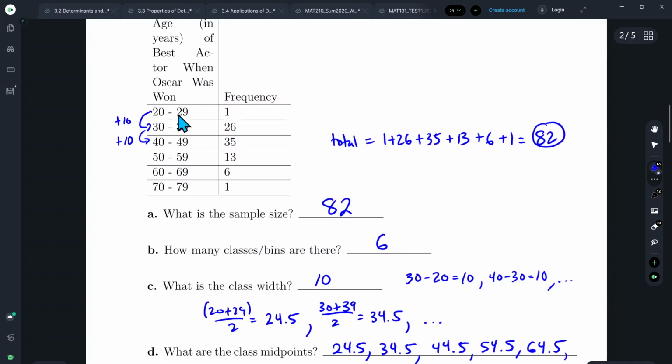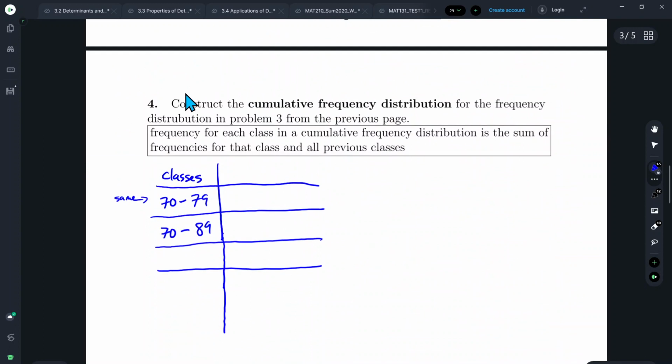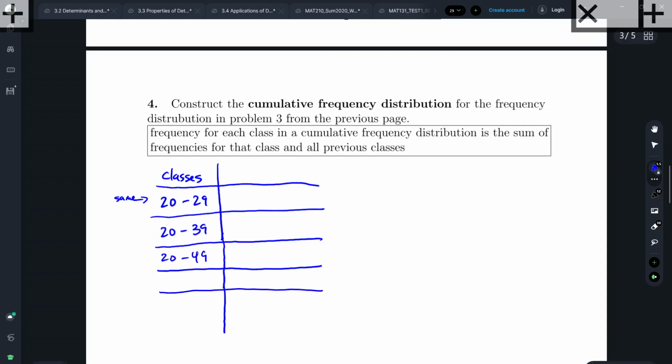Whoops, the first one was 20 to... I want to use the frequency distribution from example 3. So this was 20 to 29. And then the second class combines the first two classes, so that'll be 20 to 39. The next one combines the first three classes, so that will be 20 to 49. And then we follow similarly. You always start from the very beginning, and then you accumulate one more class. So 20 to 69, then the very last one would be 20 to 79, containing everything.